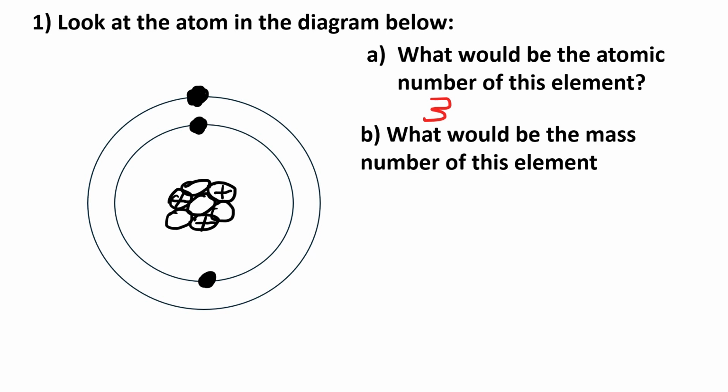What would be the mass number of this element? The mass number tells us the total number of protons and neutrons added together in the nucleus, and if we count those up, we've got 7.